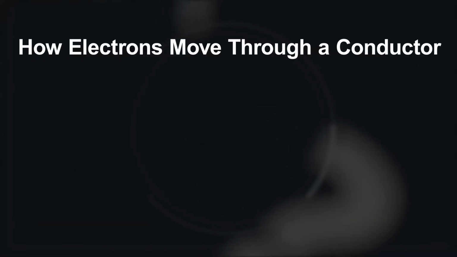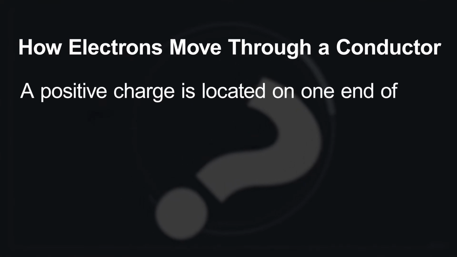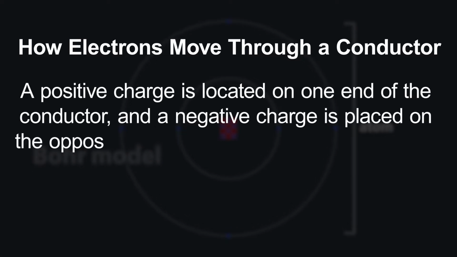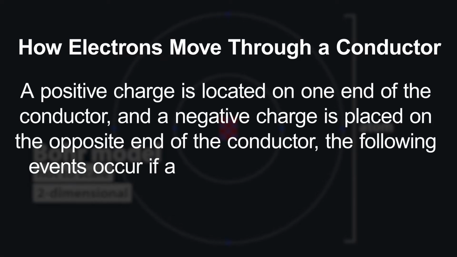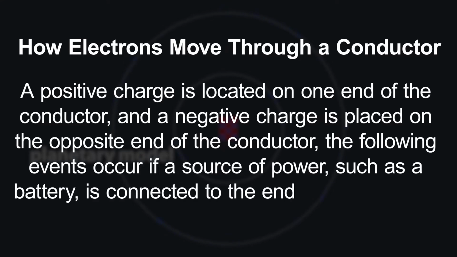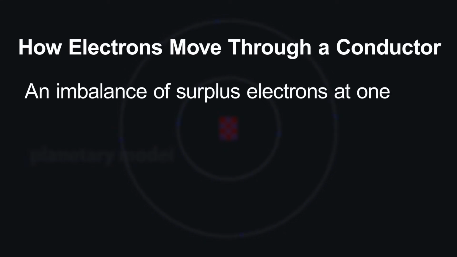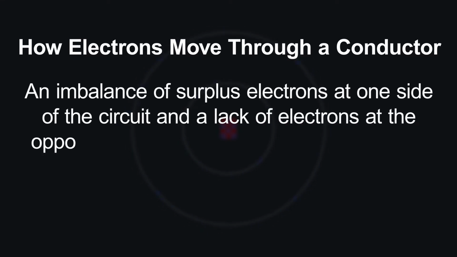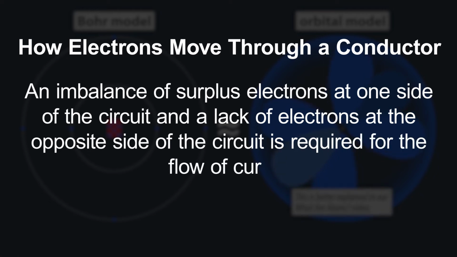How electrons move through a conductor. A positive charge is located on one end of the conductor and a negative charge is placed on the opposite end of the conductor. The following event occurs if a source of power such as a battery is connected to the end of the conductor. An imbalance of surplus electrons at one side of the circuit and a lack of electrons at the opposite side of the circuit is required for the flow of current.